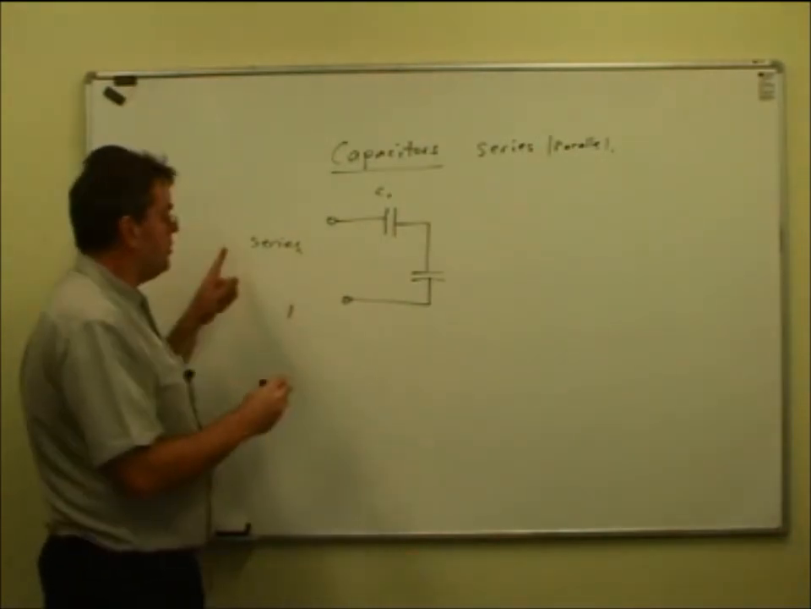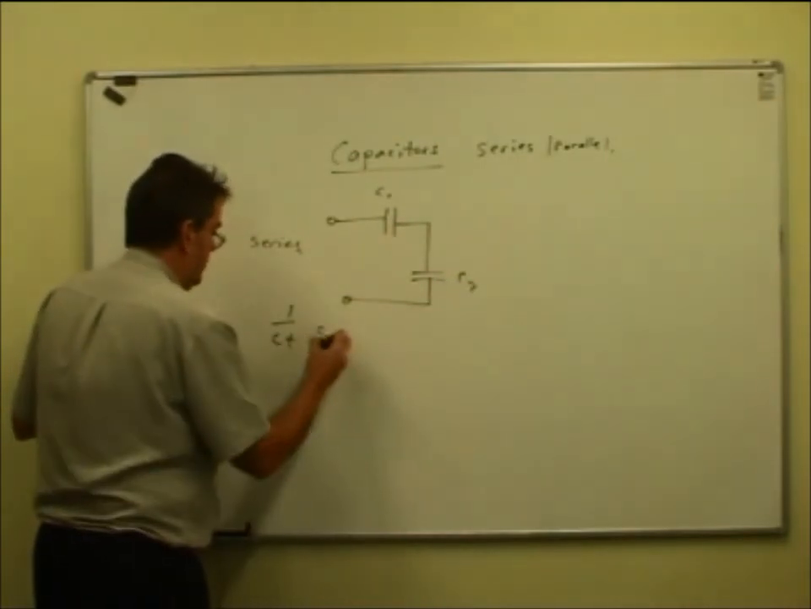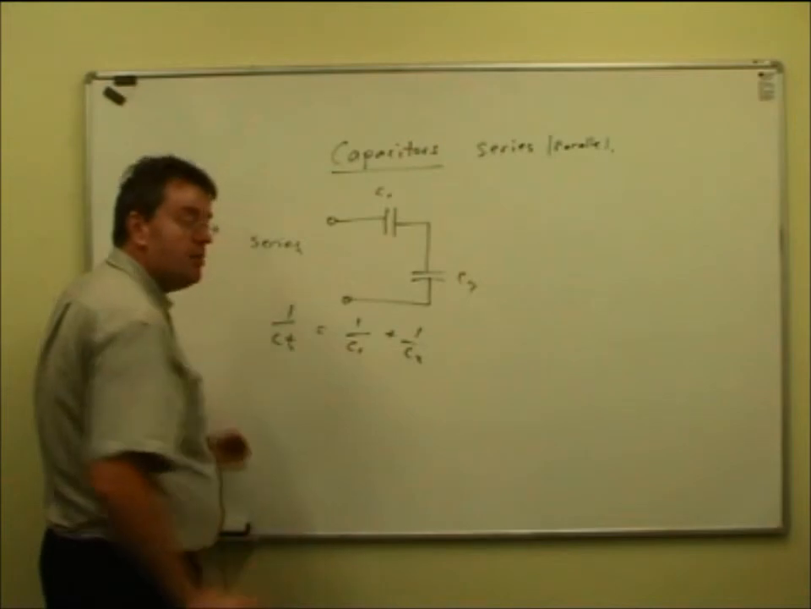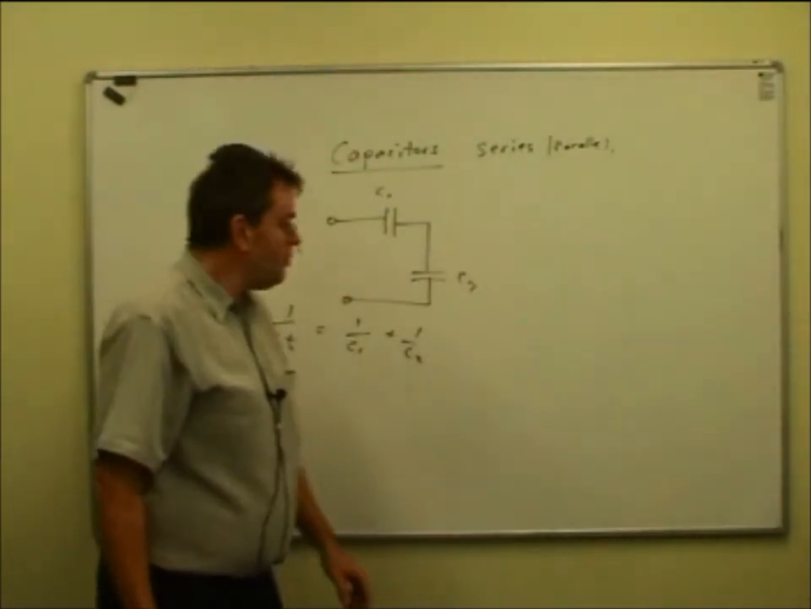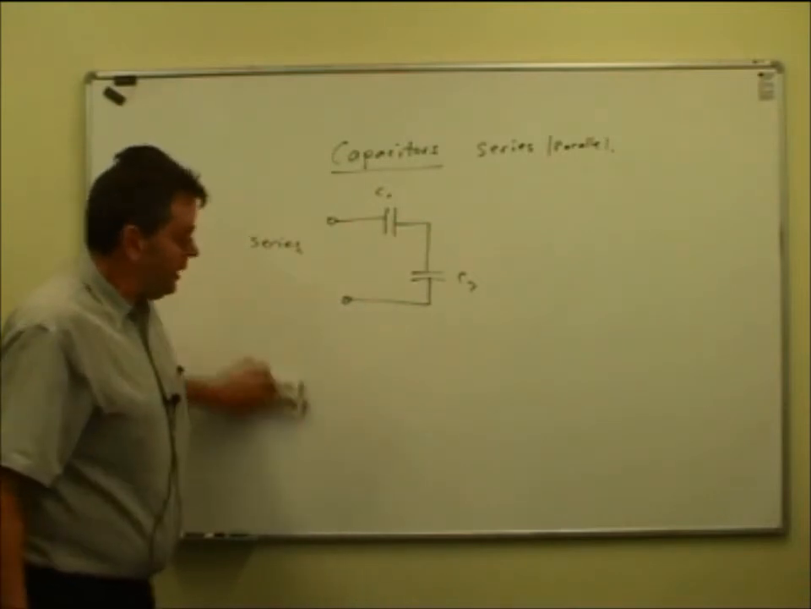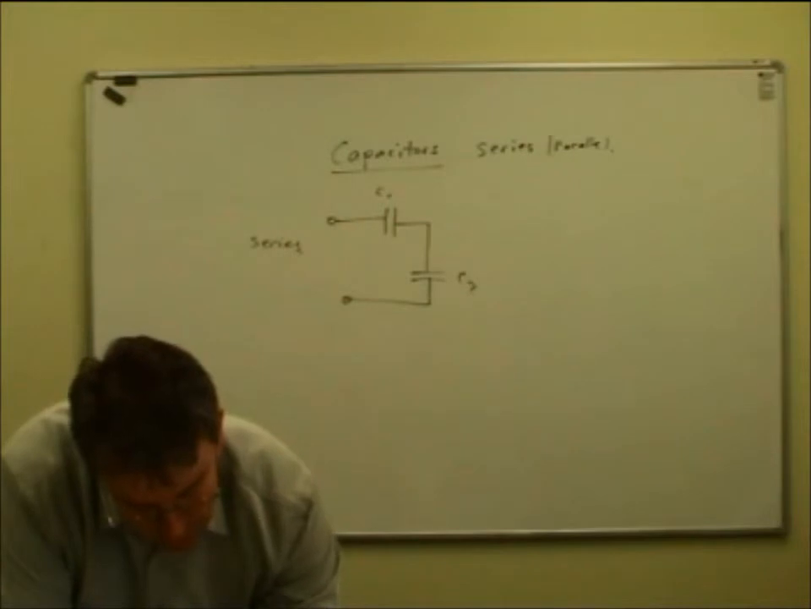For capacitors in series, one over C total is equal to one over C1 plus one over C2. Now, we won't redo the maths. You're not expected to for the exam questions. We'll come on to them later. If my memory serves me correctly, and I'll just double check that to make sure I'm not talking science fiction, they give you some nice easy problems.